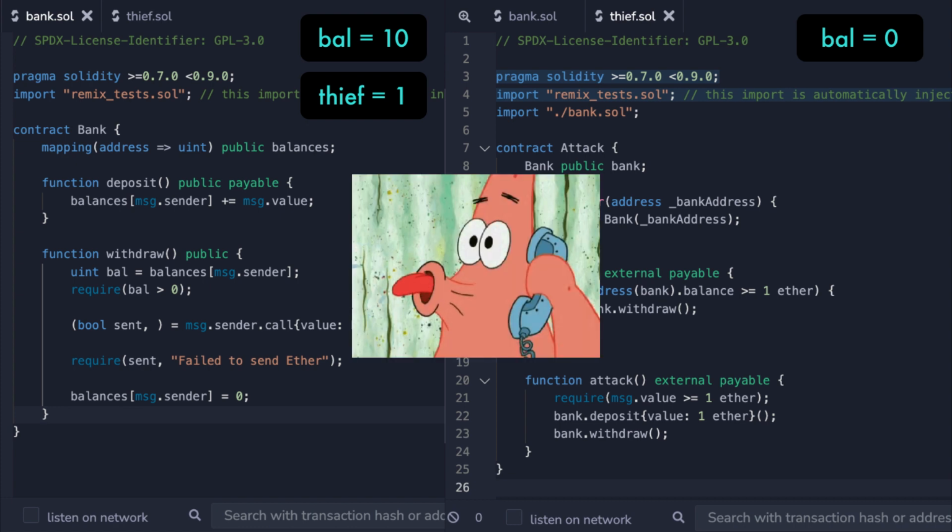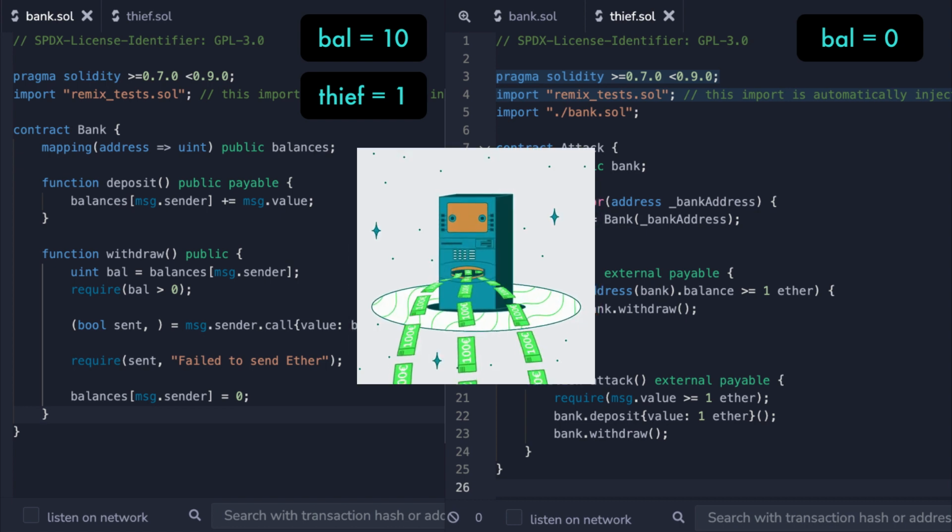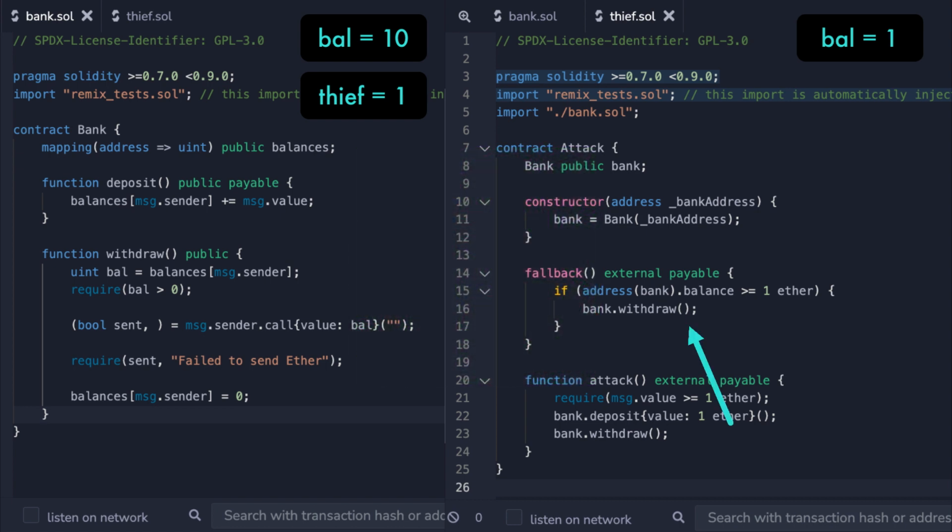And this is where the reentrancy starts. While the bank is sending the money, the fallback function of the thief checks to see if the bank still has some cash. If it does, it calls the withdraw function again. The bank then checks the thief's balance and it's still greater than zero. So obviously they send out the one ETH. This happens again and again until the funds are drained.